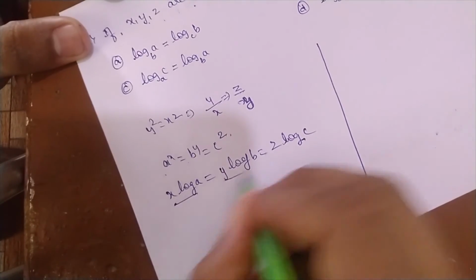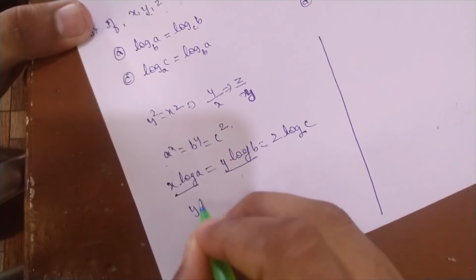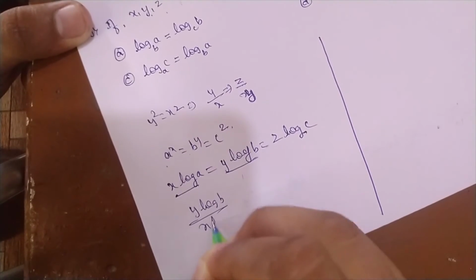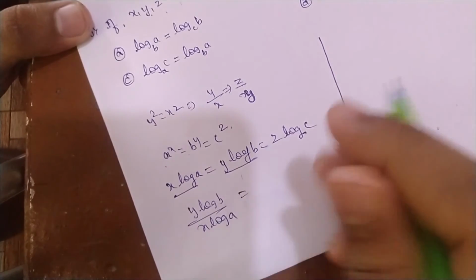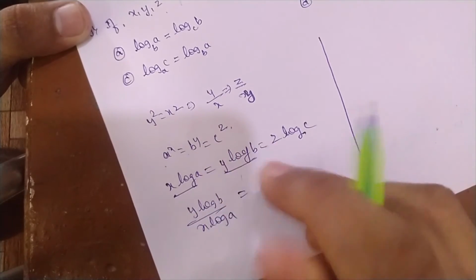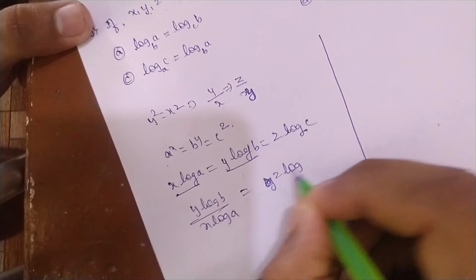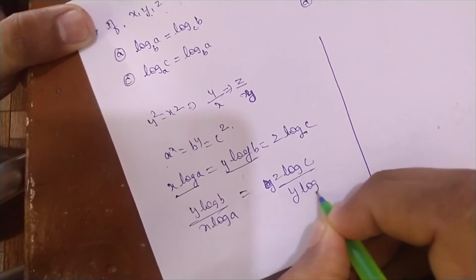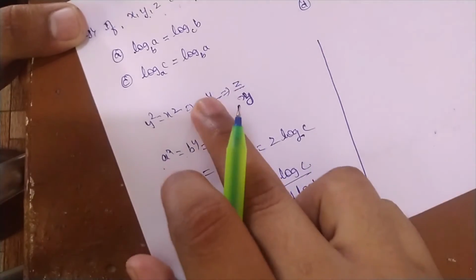So now take these two numbers and divide them, so it will become y log b by x log a, which is equal to, the equals sign is there. Now divide this, z log c by y log b. So z log c by y log b. That's because of this property.